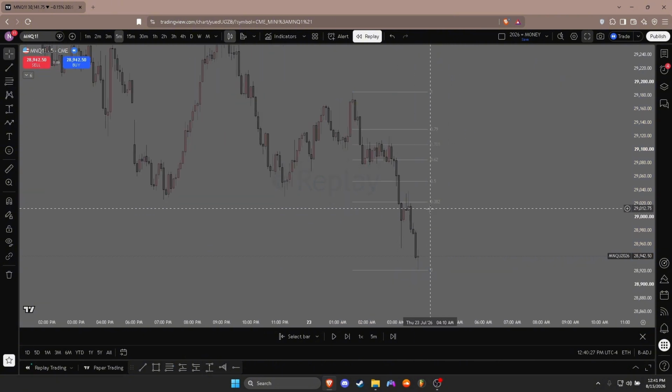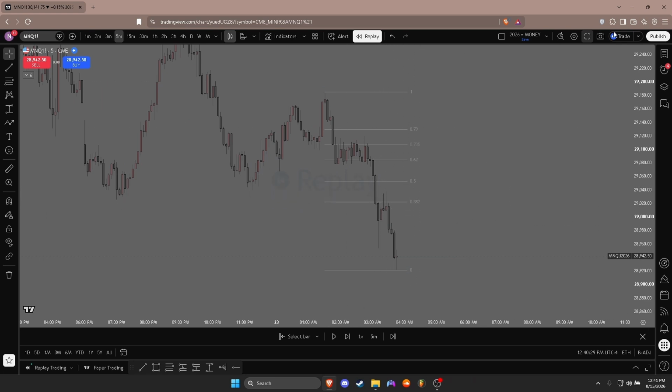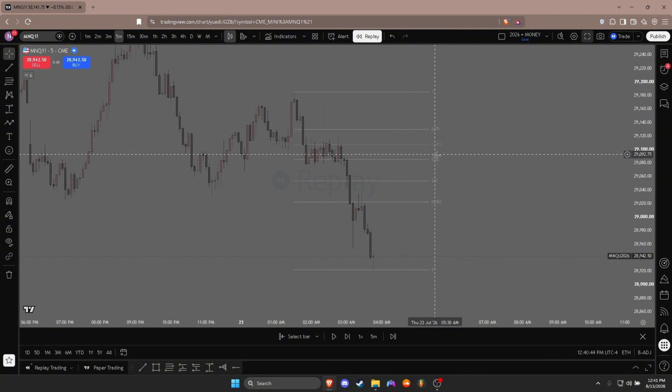So we are very deep in discount right now for shorts, so I wouldn't want to look for a trade at this point. Let me move the OTE over. Preferably I would want price to go back in premium, so above this 0.5 zone, and hit one of my key levels: my 0.62, my 0.705, or my 0.79.